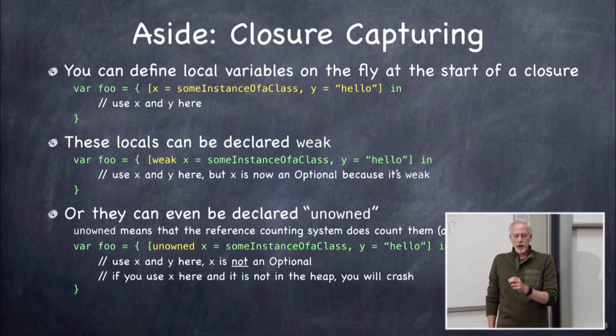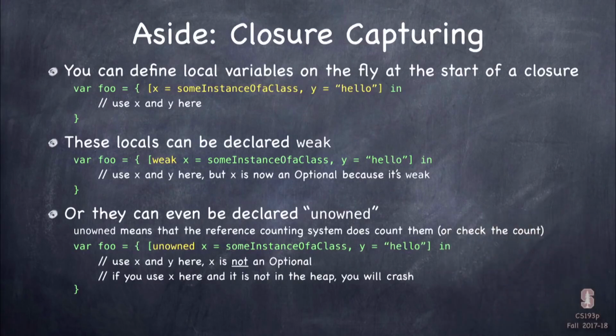I can even declare that those variables be unowned. And if you remember back to when I was talking about memory management, unowned means it's not reference counted. It's like Swift says, okay, it's on you. If you're going to access that thing, it better be in the heap, because if it's not, you're crashing. That's basically what unowned means. So that means I can use x and y inside the closure. It's not an optional. Don't have to worry about that. But if I use x in there and it's not in the heap, it's going to crash my app.